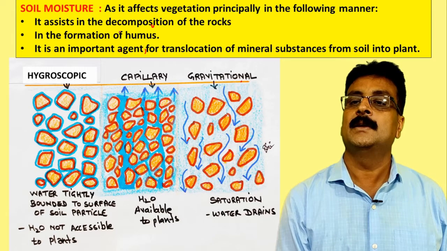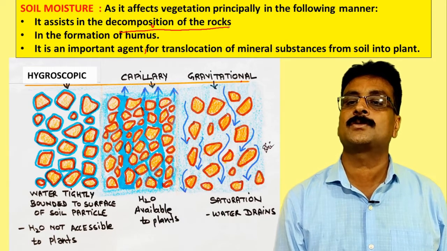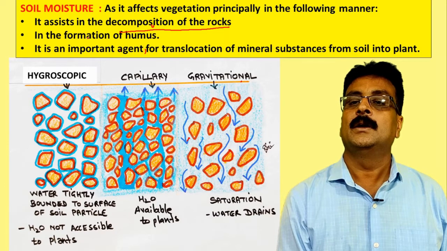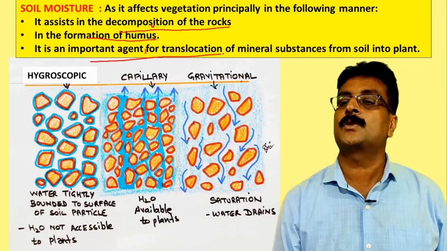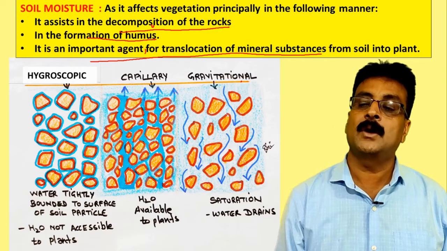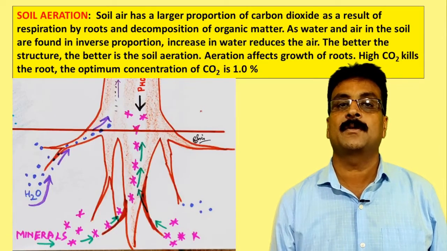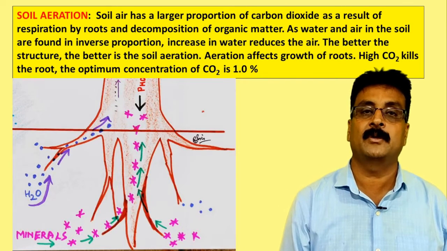What it does, it assists in decomposition of rocks, in the formation of humus. It is an important agent for translocation of minerals from the soil to the plant. So these things are very important as soil moisture, we have to remember.